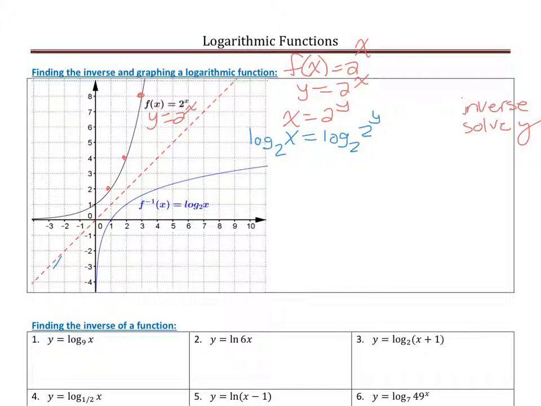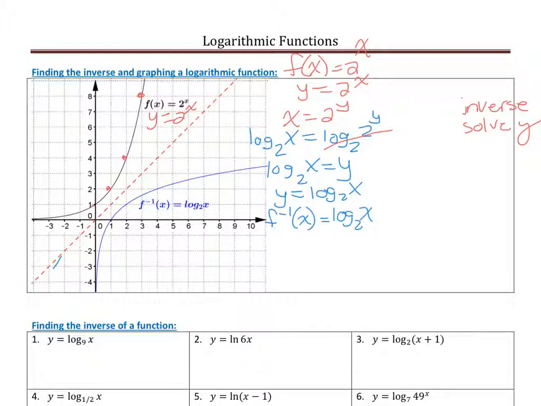So over here, everything's fine. I still have log base 2 of x. And of course, here, if I'm going to take the log base 2 of an exponential of base 2, they are inverse operations of each other. They undo each other. So I just have y over here. And I'm going to just rewrite that this way, just to switch it around. And if we wanted to write that in functional notation, we would say the inverse function is equal to log base 2 of x.